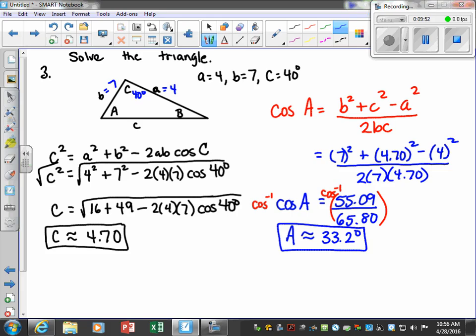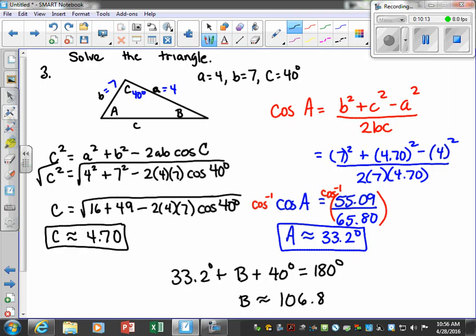Okay, and now that we're down, we have two angles. We have angle C, we have angle A. We're just going to say 33.2 degrees plus angle B, we don't know, plus angle C, which is 40 degrees, should all total to 180 degrees, so that allows for us to find B, which is approximately 106.8 degrees.